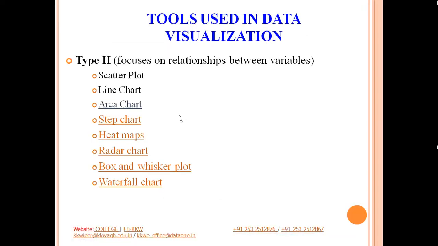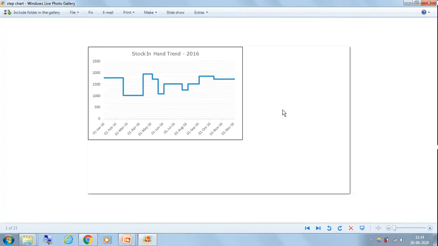Then the next one is the step chart. As the name tells you, the chart which shows different steps for a particular thing is a step chart. You can see here this is a step chart for stock in hand trend of 2016. On the x-axis you can see different months of the year 2016, and how the trend has been changing in steps is being visualized in this particular chart.